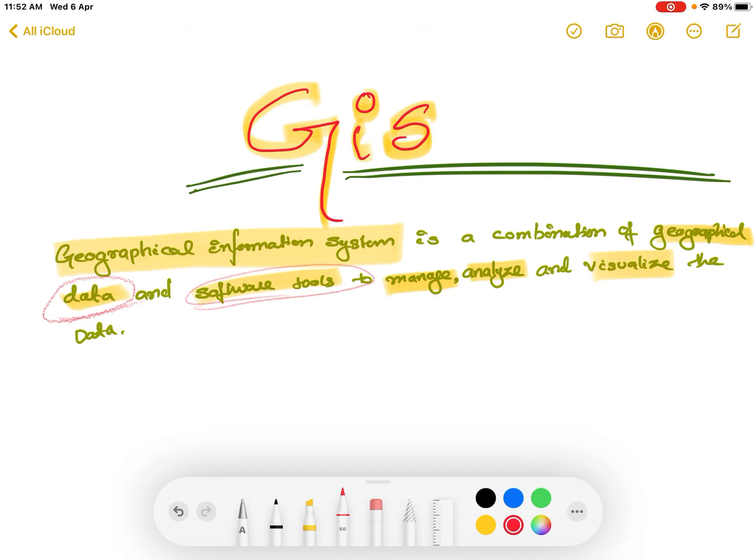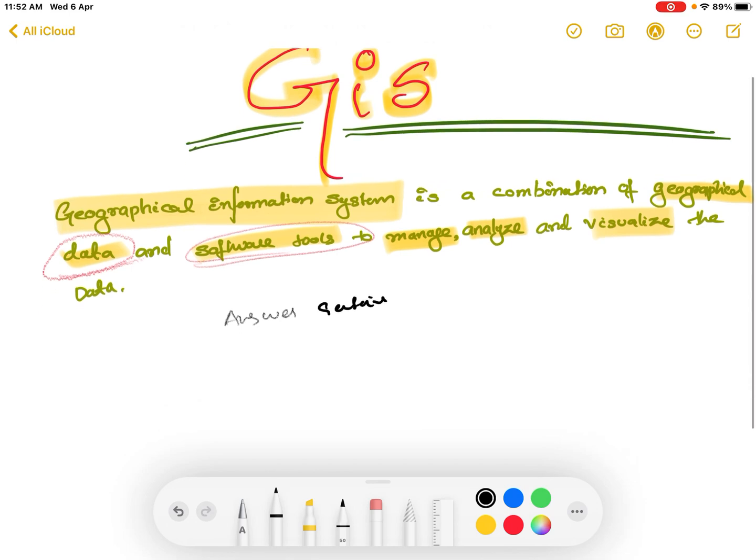This geographic information system is very useful for us because if you want to make maps, if you want to analyze the components of geographic space, or if we want to find answers, this is very useful. So basically we use geographic information system to understand or to give answers to certain questions. We are here to answer certain questions.